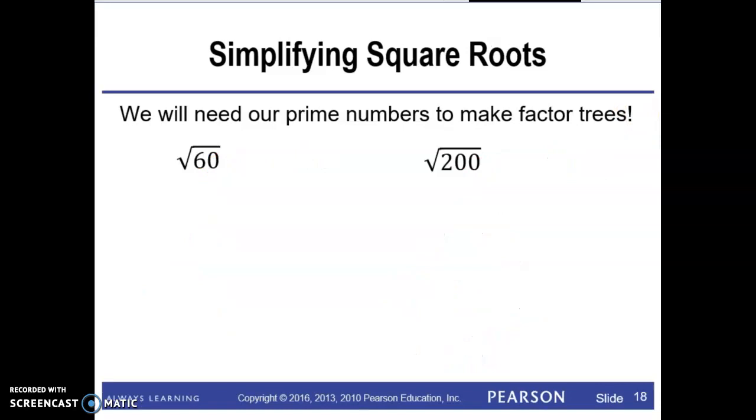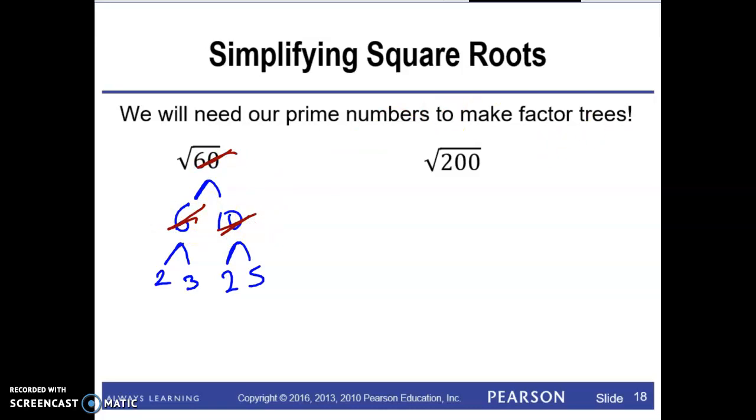Okay, let's try square root of 60. Let's see what happens there. So again, I'm going to use my divisibility rules, and I see that 0, so I'm going to do 6 times 10. Neither of those is prime, so I'll keep dividing. All right, and then I'm going to cross out my composites because I want to keep my thoughts organized.